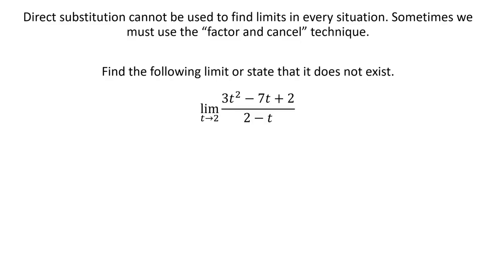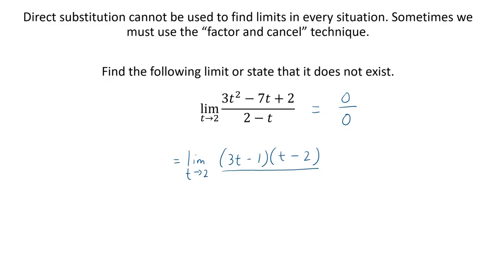Here we're asked to find the limit as t approaches 2 of 3t squared minus 7t plus 2, all of that over 2 minus t. If we try to evaluate this limit using direct substitution, we get the indeterminate form 0 over 0. But that doesn't necessarily mean that the limit does not exist. So let's see if we can manipulate this function in such a way that when we do try direct substitution, it works for us and gives us a value for our limit rather than the 0 over 0 indeterminate form.